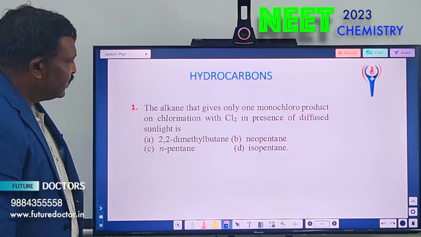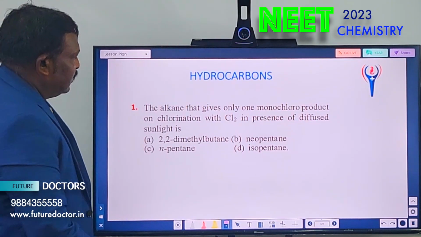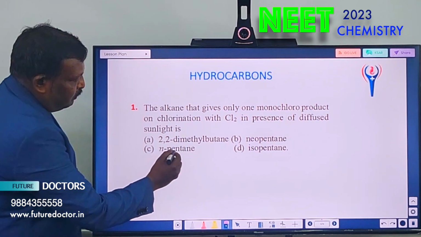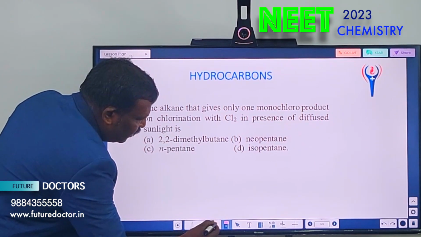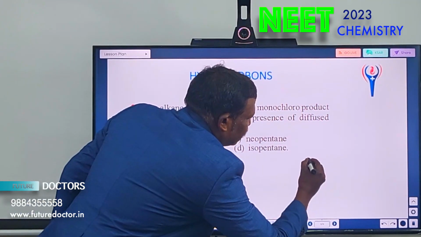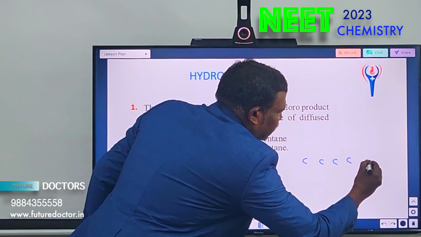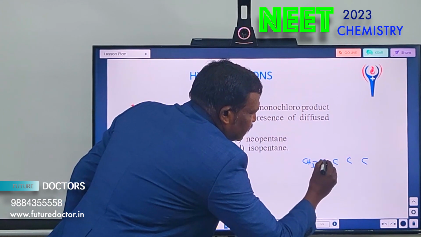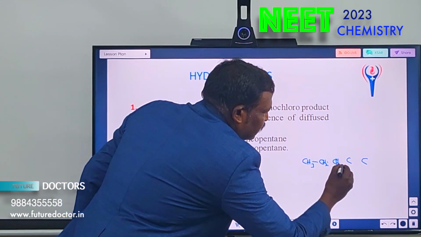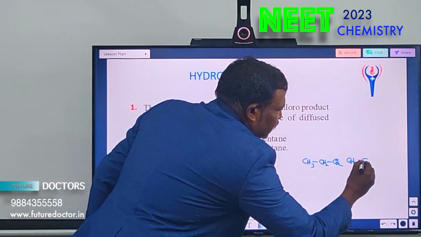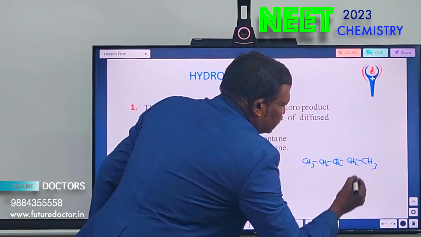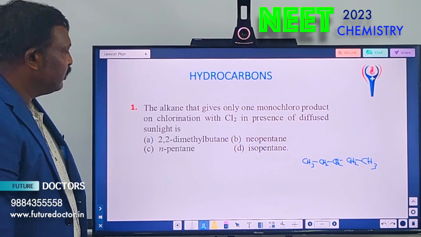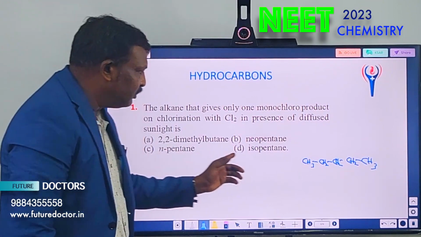Suppose I take N-pentane. N-pentane means 5 carbon, all in a straight line. Then fill by hydrogen: CH3, CH2, CH2, CH2, CH3. This is called N-pentane. 5 carbon, N means normal, all the carbon in a straight line.